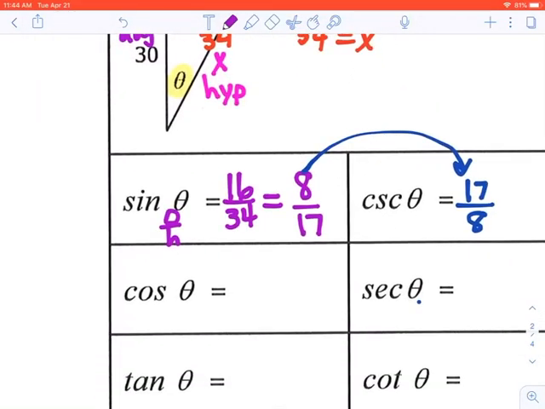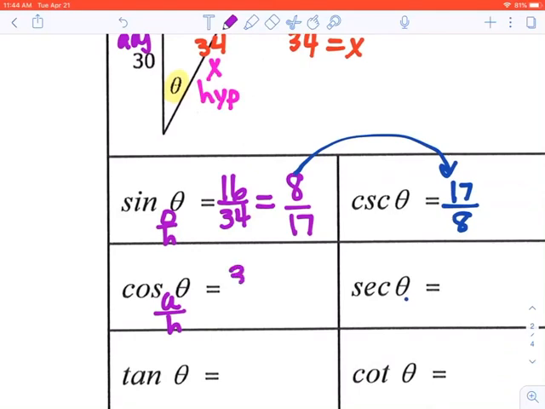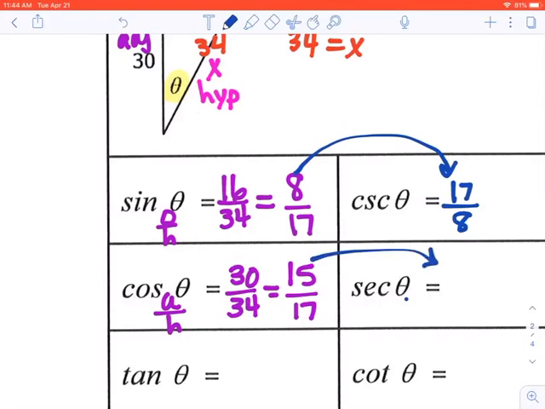Cosine by definition, the CAH in SOHCAHTOA, is adjacent over hypotenuse. And so the adjacent is going to be 30. The hypotenuse is 34. We can reduce this to 15 over 17. And again, I'm going to go straight into my secant because I know that they are reciprocals of each other. I'm not going to do hypotenuse over adjacent and reduce that fraction. Why do I need to go through all that work when I know I can just flip over 17 over 15 is going to be our secant?